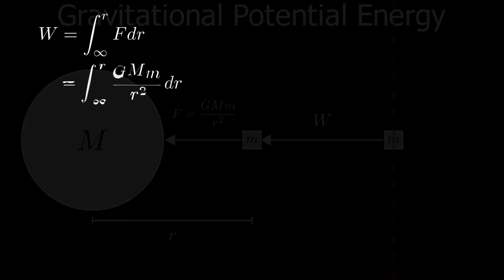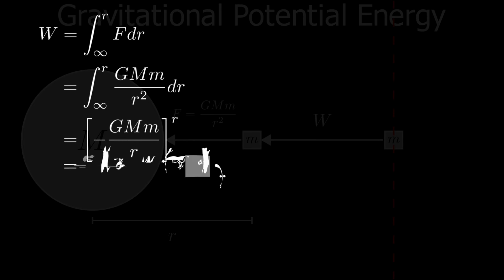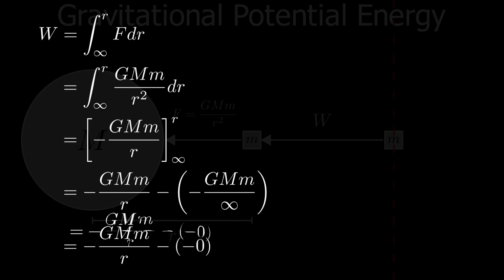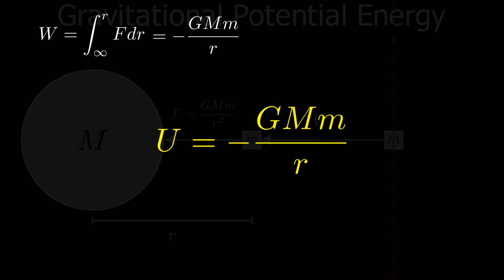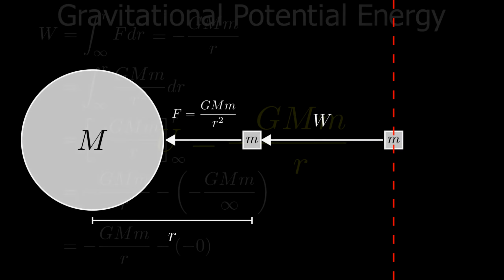After some simplification, the formula for the work done comes out to be minus G, capital M, small m, divided by small r. Since gravitational potential energy is the work done by the object, the formula for gravitational potential energy is also U is equal to minus G, capital M, small m, divided by small r. This equation also shows that the gravitational potential energy is always negative and is zero at infinity.